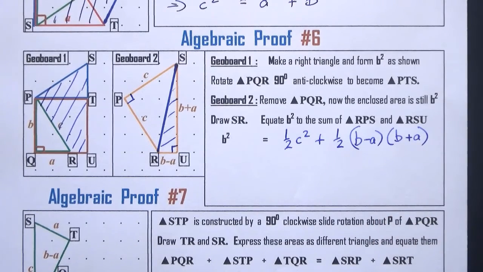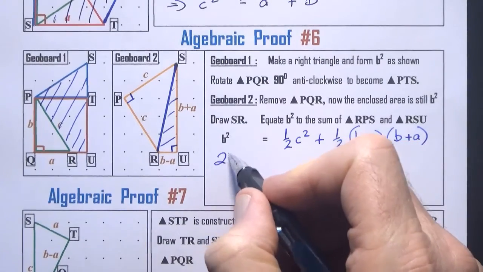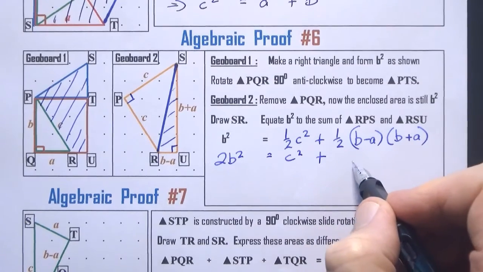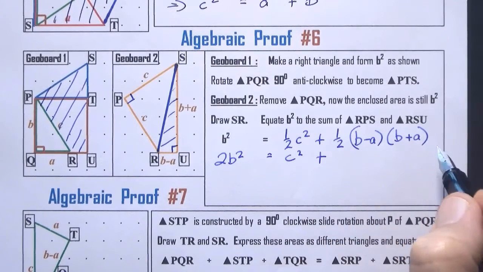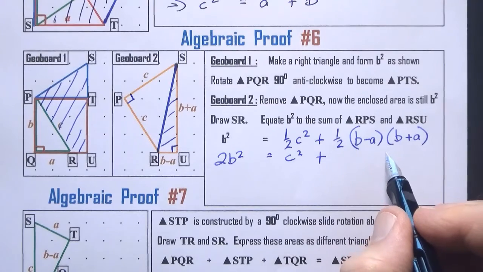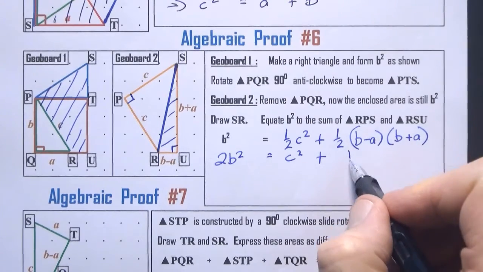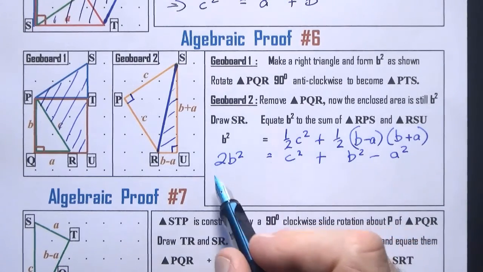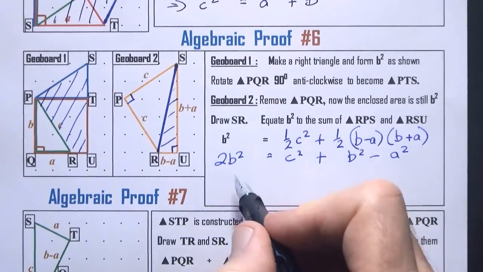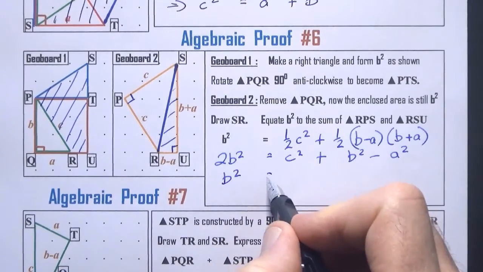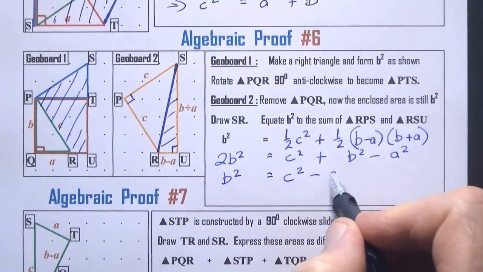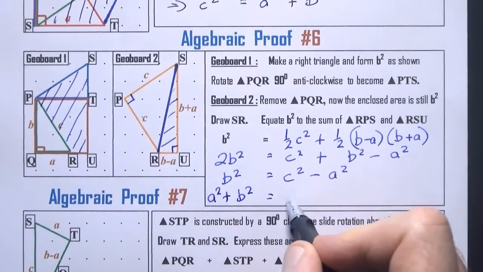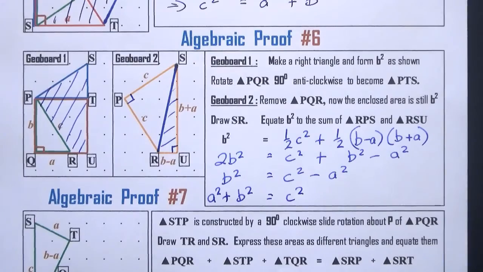Multiplying the equation by 2, I get 2B squared equals C squared plus the difference of squares. B minus A times B plus A is B squared minus A squared. Take a B squared out of the equation to get B squared equals C squared minus A squared, plus B squared equals C squared.